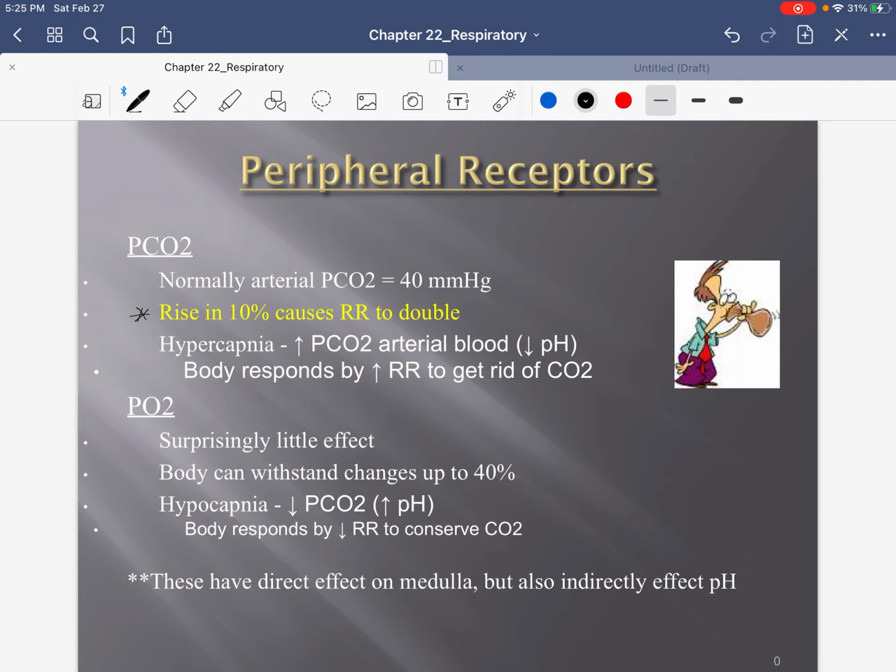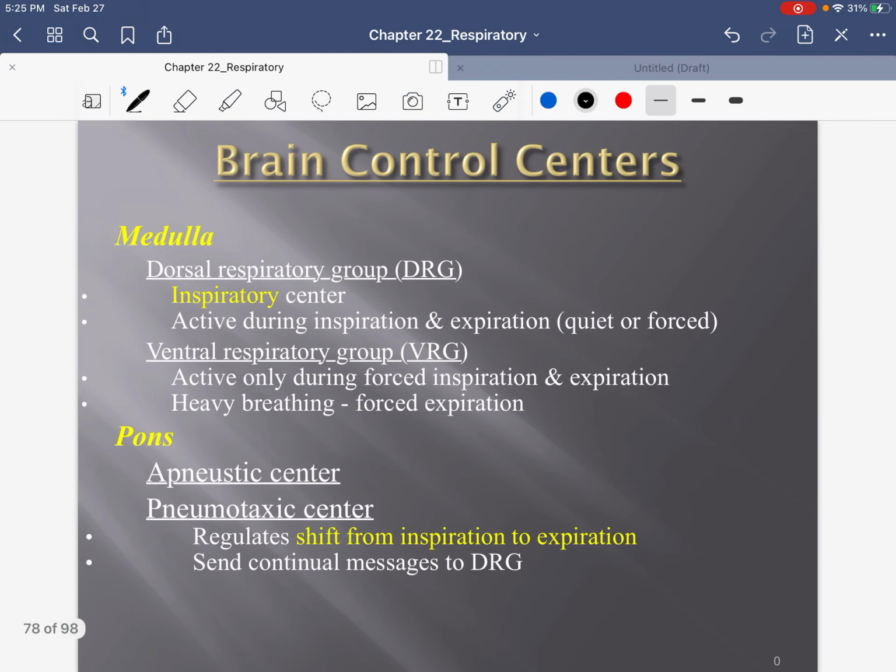Of course, we do have some influence from oxygen, right? So at some point when oxygen levels drop too much, our medulla will become active to fix it. But because of the oxyhemoglobin association curve, we can withstand pretty significant changes before the medulla kicks in. So our medulla, even though it's going to be responsive to changes in oxygen levels and CO2 levels in our blood, it's much more responsive to CO2.